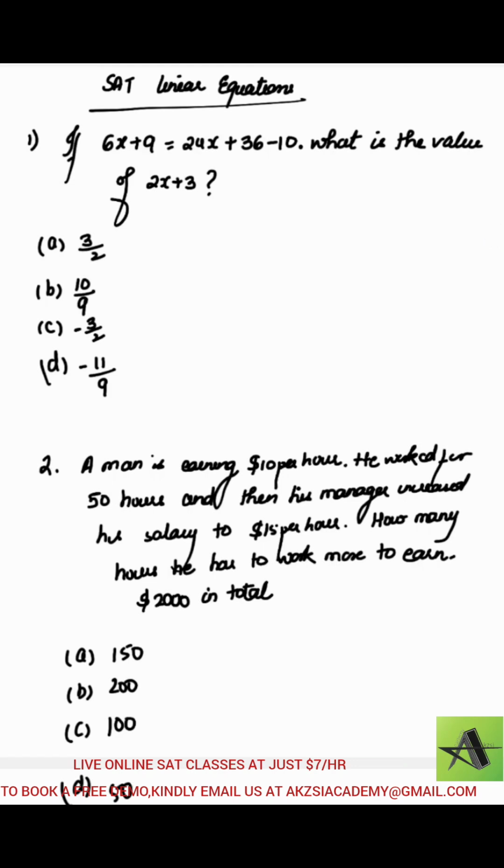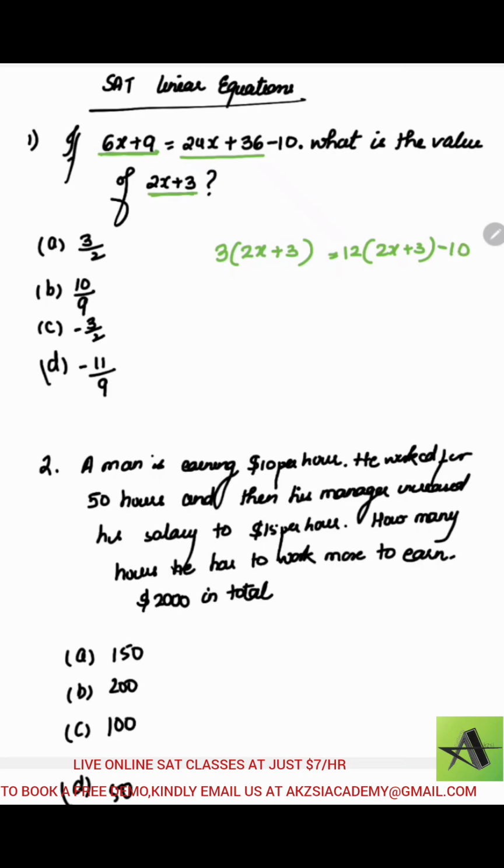So here what I will do, I will try to make this one look like 2x plus 3. That means if I take 3 out as common from here, this will be 2x plus 3. Similarly, from here, if I take out 12 as common, the remaining would be 2x plus 3. And this is what we have to calculate, the value of 2x plus 3.